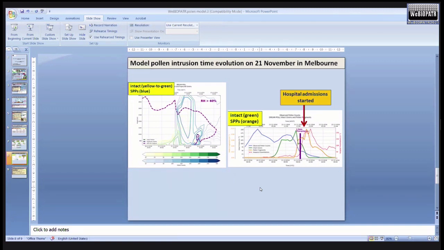So you can do all of this work in the laboratory afterwards. Anyway, the green curve here is the simulated concentration of whole grains, and it is comparable with the observations that we had for this particular case. But for SPPs, you can see here the maximum a few hours later, and this point indicates when hospital admissions started in Melbourne. So it correlated well with the moment when our model predicted, 1 day in advance, the possibility of difficult health conditions.